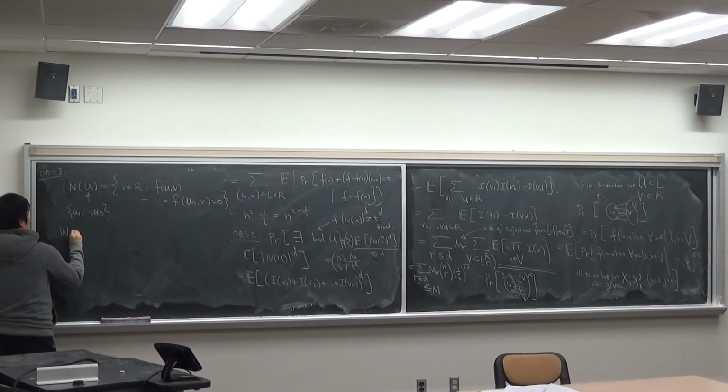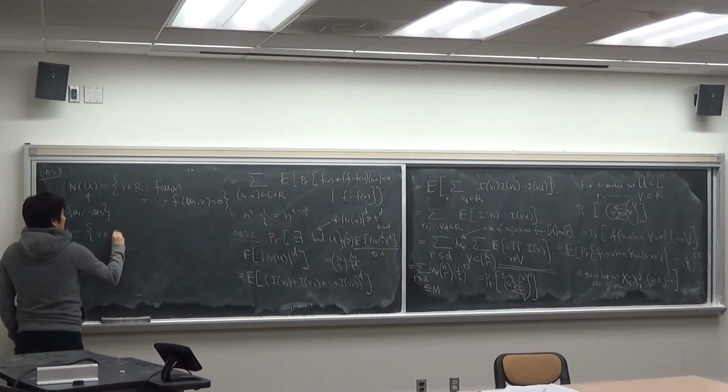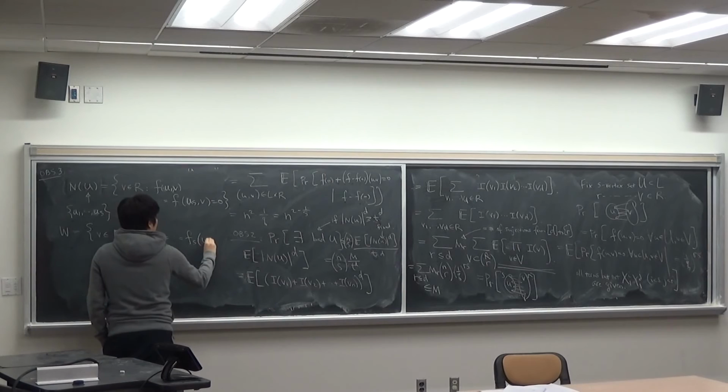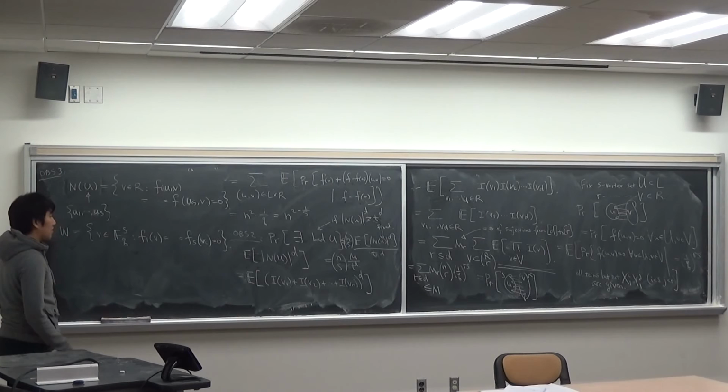I have W, remember F is the finite field to the s, and then we have a bunch of polynomials, as many polynomials, and they all evaluate to zero when they are evaluated on V. So you might want to appeal to some result in algebraic geometry to say something about this setup. Here's the result you want to use.